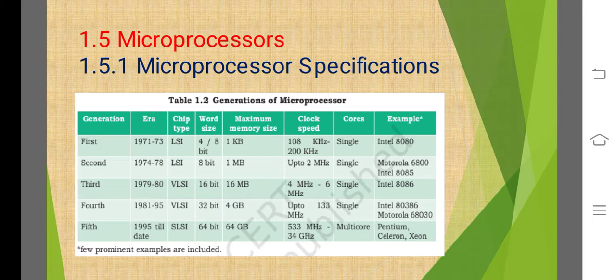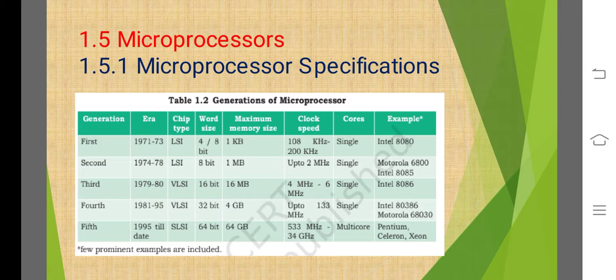Second one is memory size. Memory size is given there: 1 KB in the first generation, 1 KB in the second generation, then 1 MB. Similarly, across so many generations, it gradually increases. The memory size increases depending upon the word size, and the size of the RAM varies. Initially RAM was very small, due to 4 or 8 bits. Now it becomes 16 bits, and much more memory is required.